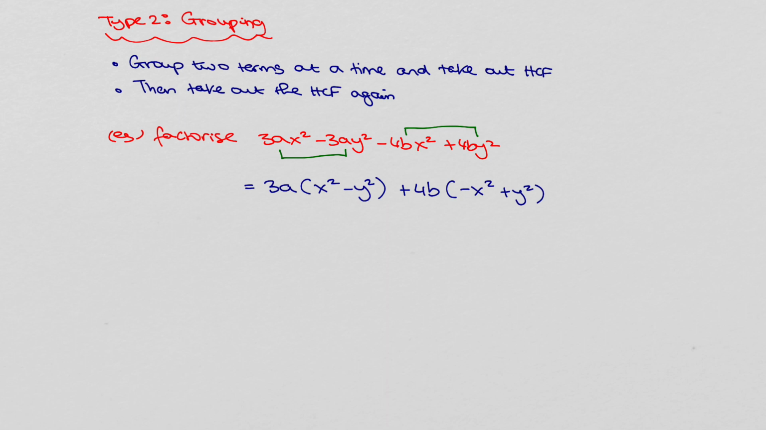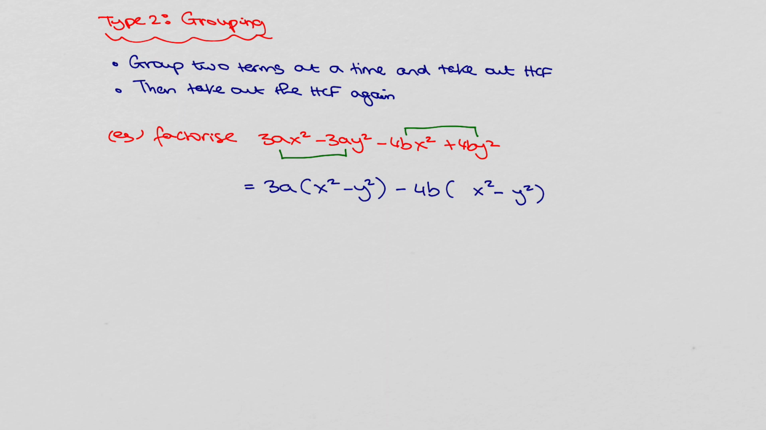So I have to go back and look at the 4b. And instead of taking out plus 4b as being common, I'm going to actually take out minus 4b as being common. So therefore, what is going to go inside the brackets? Well, minus 4b by x squared is minus 4bx squared. And minus 4b by minus y squared is going to give me a minus by minus, which is plus, in other words, plus 4by squared.